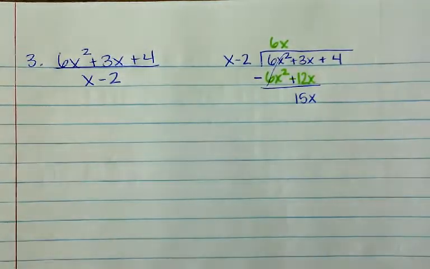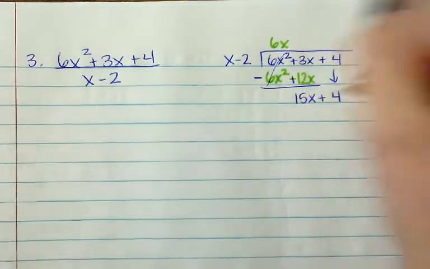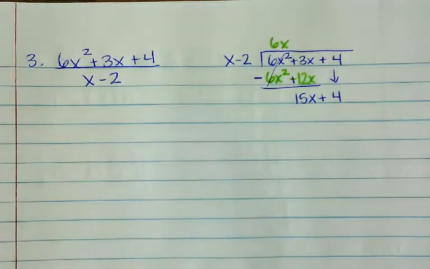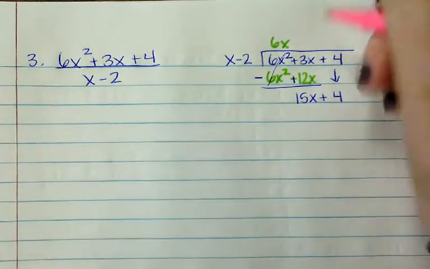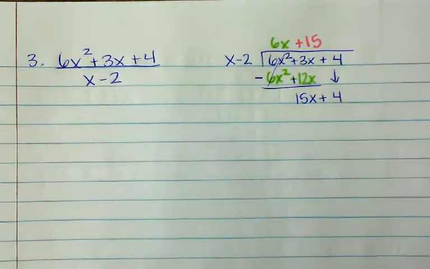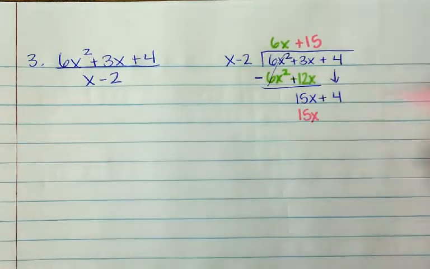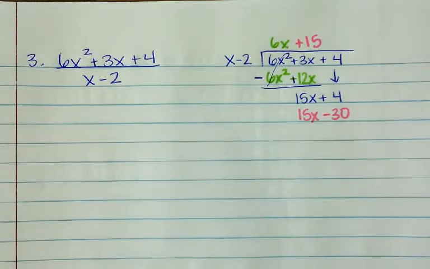So now, what would I have to multiply by to get rid of my 15x? What are we going to multiply by? 15. So we're going to multiply by 15. So 15 times x is 15x. 15 times negative 2 is negative 30. And then I'm going to go here. I'm going to subtract everything, which means I have to change both the signs.